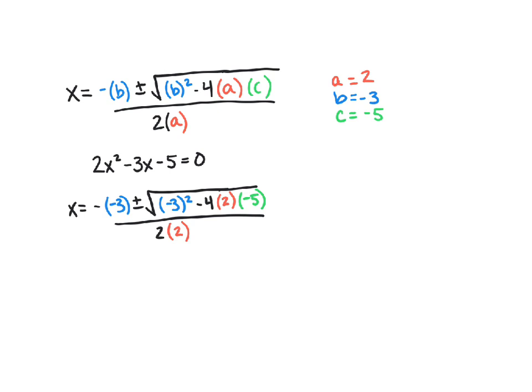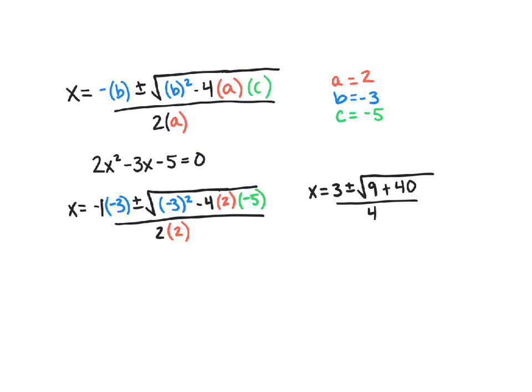Okay, once again we're going to simplify. On the outside we have a negative 1. Oops, I don't want it to be red. Let me erase that. It's not a number there, we can assume it's a 1, so negative 1 times negative 3 would give us positive 3 plus or minus the square root. Negative 3 squared would give us 9. And then we have negative 4 times 2 times negative 5. So that's going to give us plus 40 all over 2 times 2 is 4.